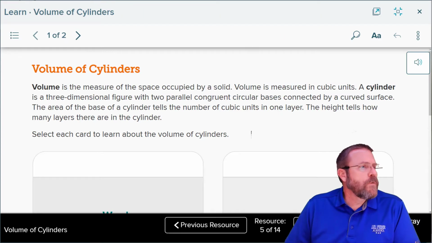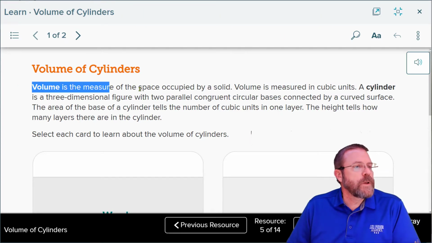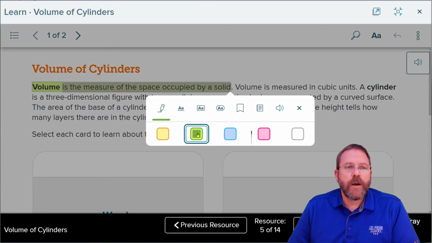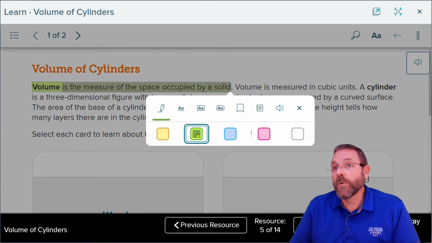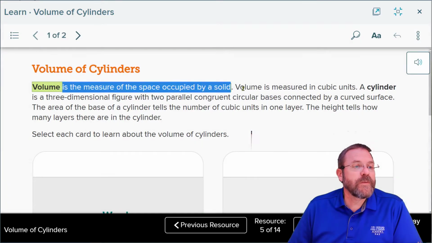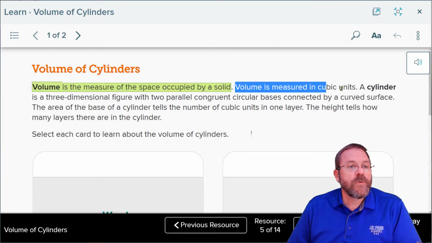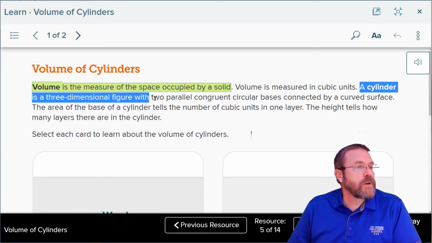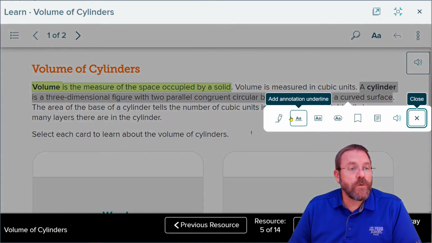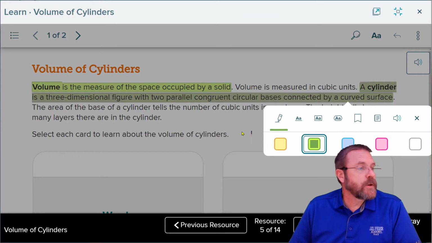Now, if you recall, volume is defined as the measure of space occupied by a solid. We've also talked about how the volume is how much water it would maybe displace or how much water it could hold. All these are examples of volume. The volume is going to be measured in cubic units, and a cylinder is a three-dimensional figure with two parallel and congruent bases that are going to be connected by a curved surface. That's going to be our other definition.